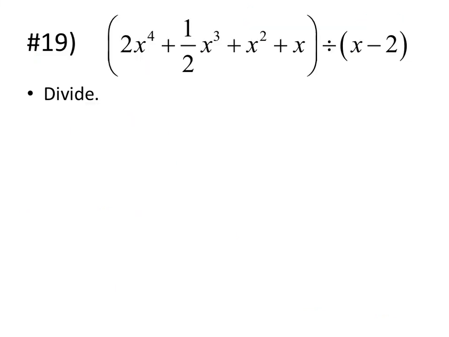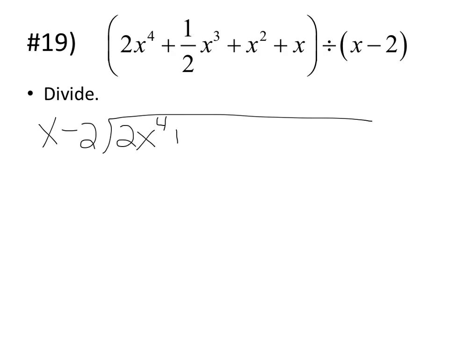All right. Last one. We have x minus 2 being divided into, let's make sure we're not missing anything, 4, 3, 2, 1, and then 0. So we've got 2x to the 4th plus 1/2 x cubed plus x squared plus x, and let's go ahead and add a plus 0 on the end. I honestly don't remember if you need that or not, but we'll put it there just to be safe.